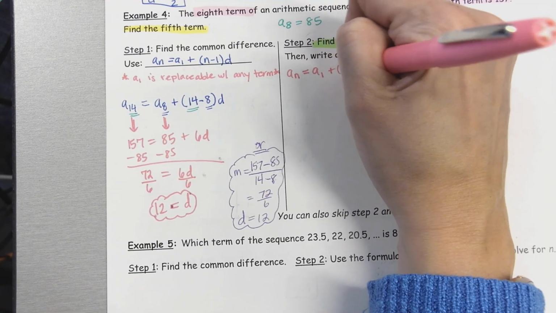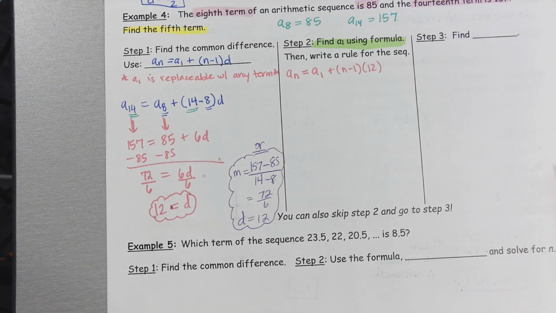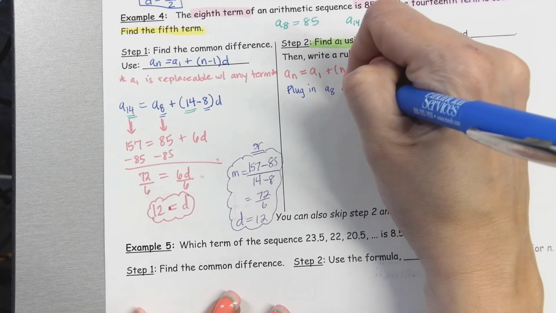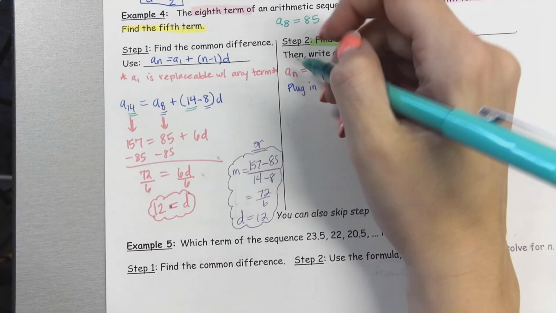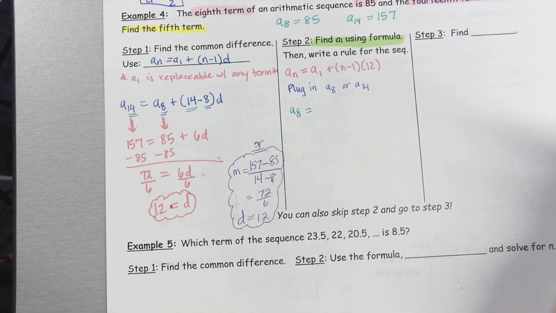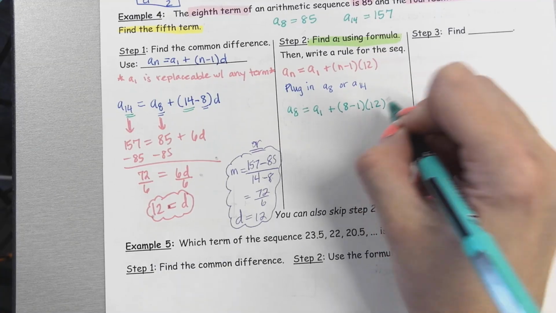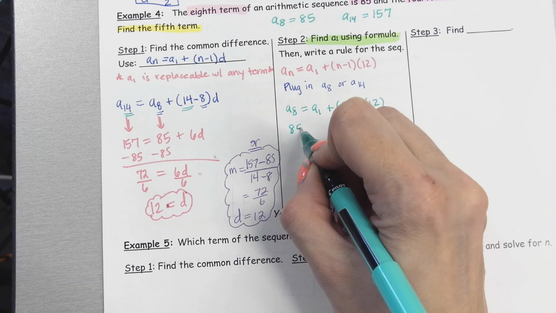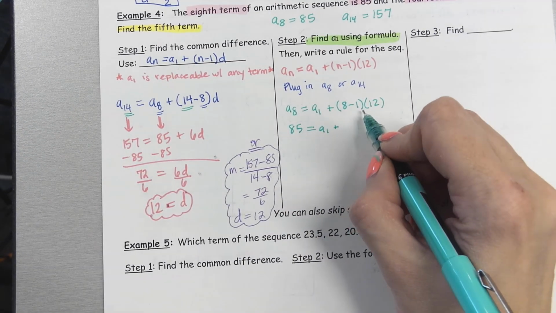So one way you can find a sub 1 is you can use an equation. If you use an equation, you do have to plug in a sub 8 or a sub 14. I always like to use the lower one because it generally means I'm working with smaller values. So if I plug in a sub 8 for a sub n, this becomes a sub 1 plus 8 minus 1 times 12. Okay, my a sub 8 is equal to 85. Okay, and then 7 times 12 is going to give me 84.